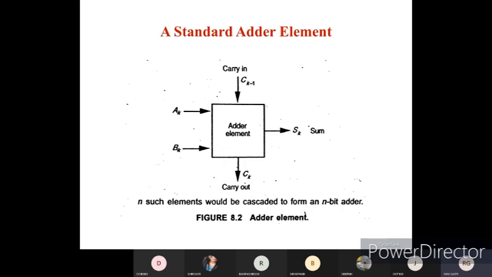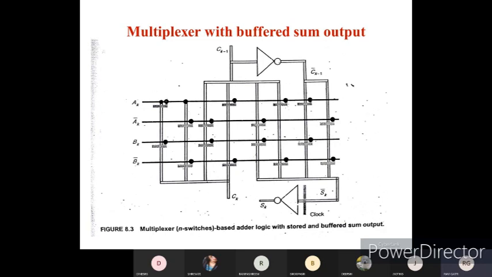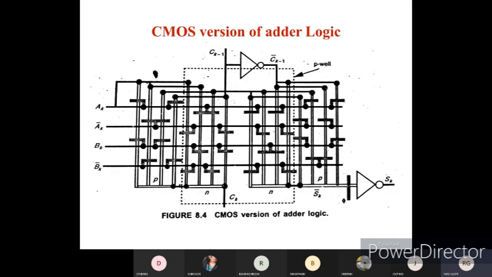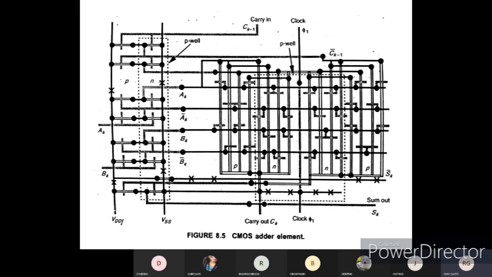So you can see you have two input elements, that is AK and BK, and one output element, that is CK, and we will be using this carry in, that is CK minus 1, as both input and output. Okay, so we have made use of this multiplexer buffered sum with the use of NMOS technology, and this is a CMOS version of the adder logic, as we discussed in the class. And you can see here we are able to create an adder element with the use of CMOS technology.